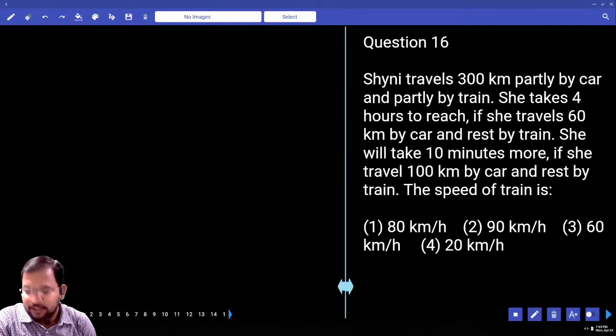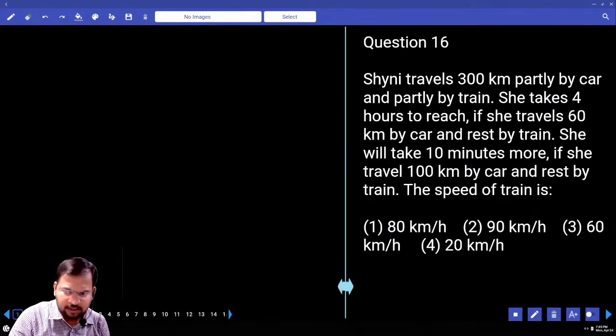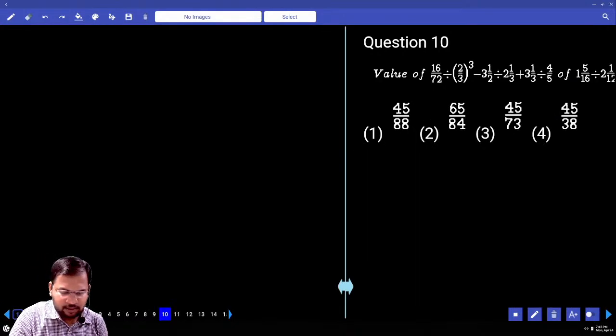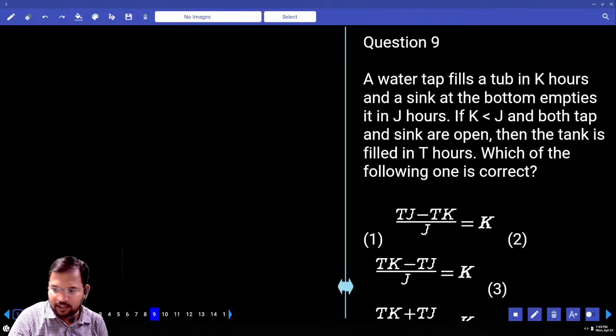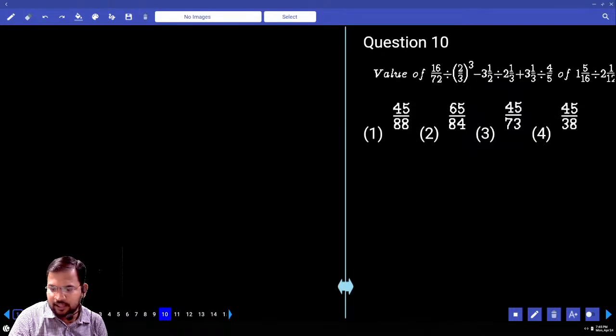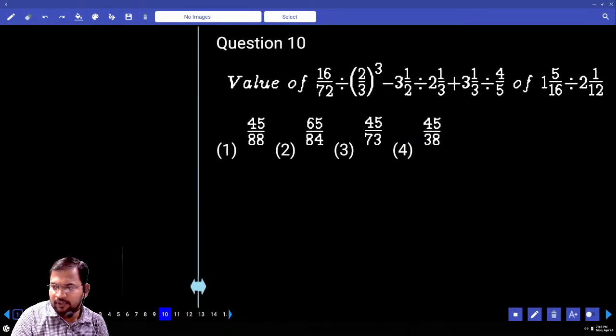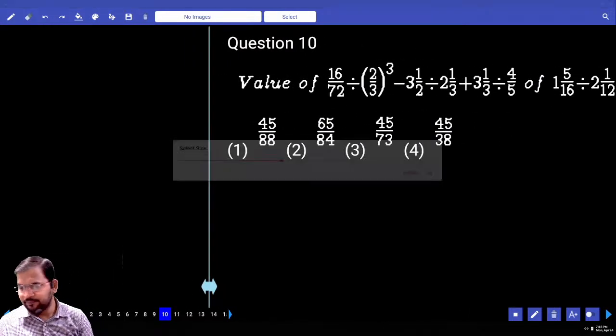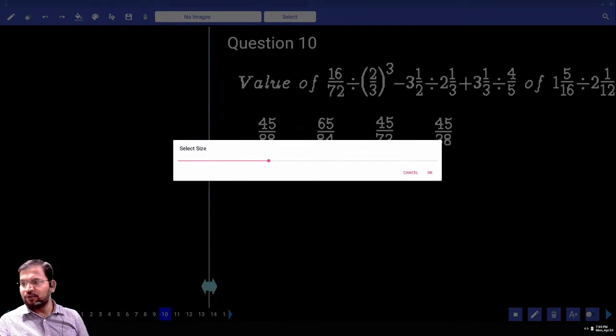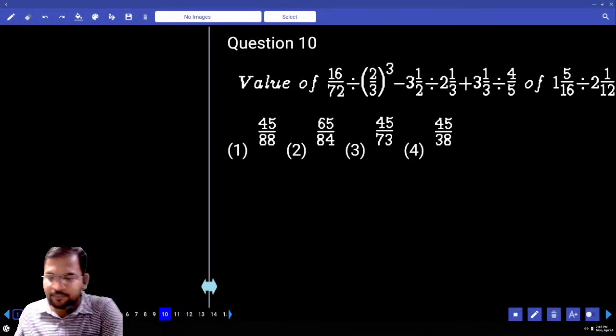Next one. Question number is what? Question number 10, na? 10. Simplification only. Simplification only, na? Now see here.